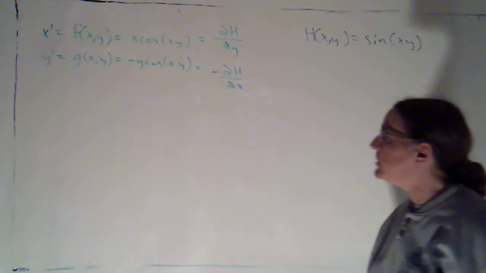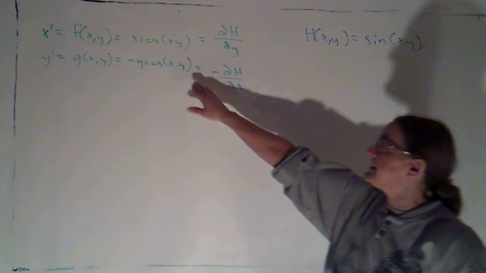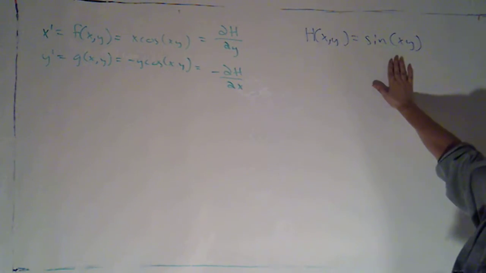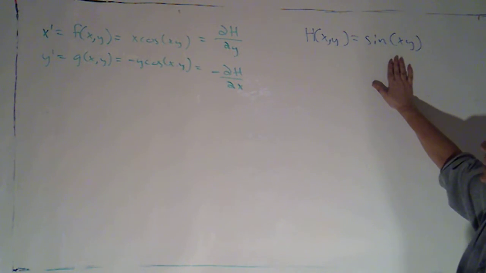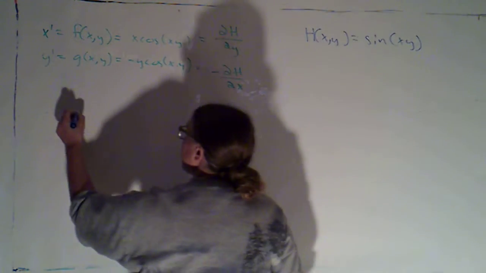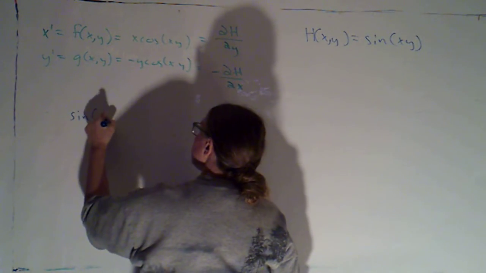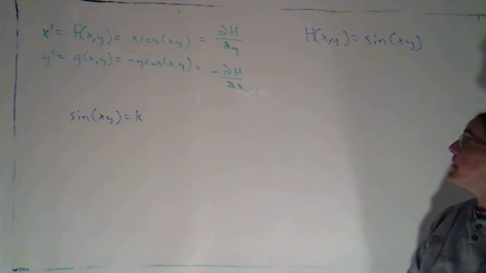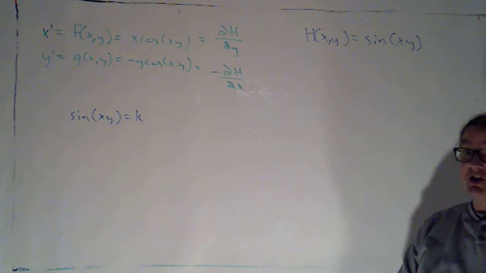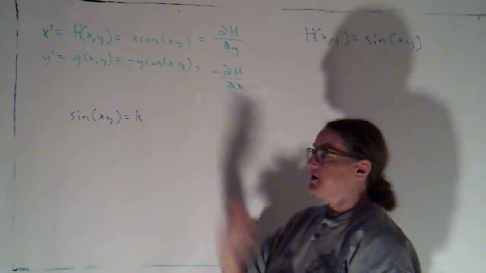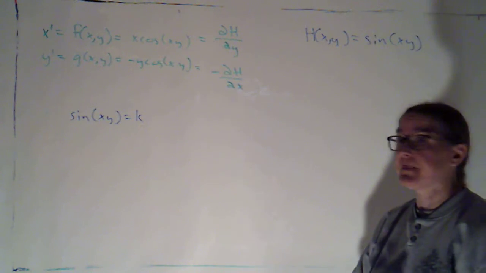To try to now take a look at the phase portrait for this system. We've determined that it's Hamiltonian. We've determined that its Hamiltonian function is sine of xy. So I know that the level curves for sine of xy, so that's just sine of xy equaling k for some constant k, those are going to be my solutions to this system. So I'm just going to pick some strategic values for k and start to see what that looks like.